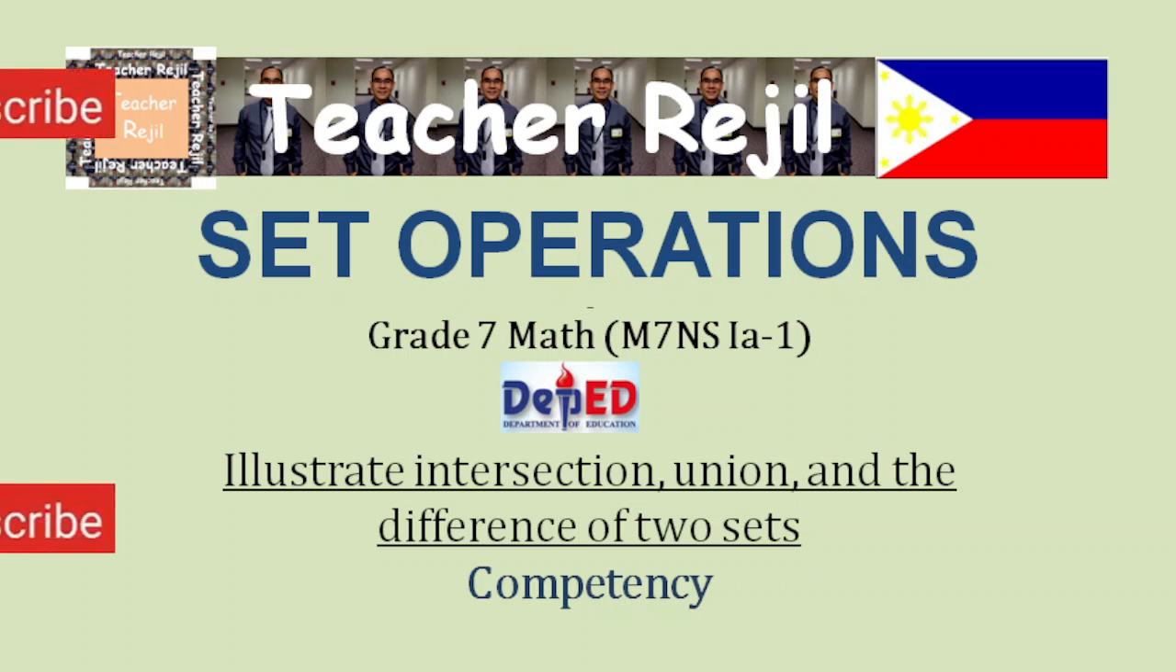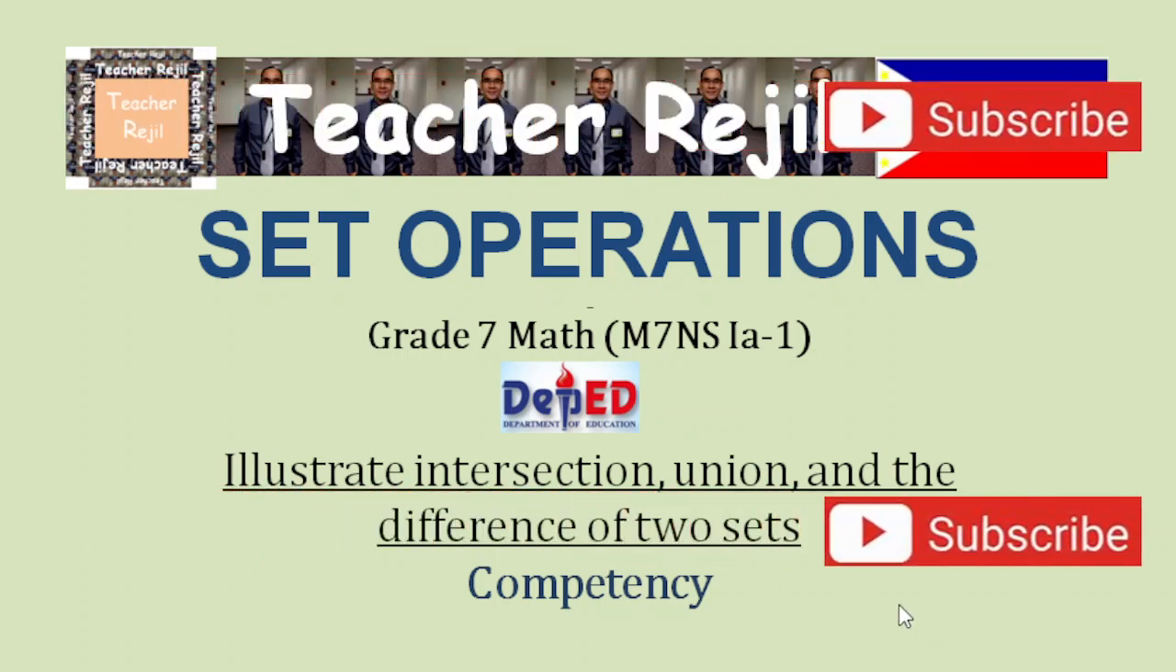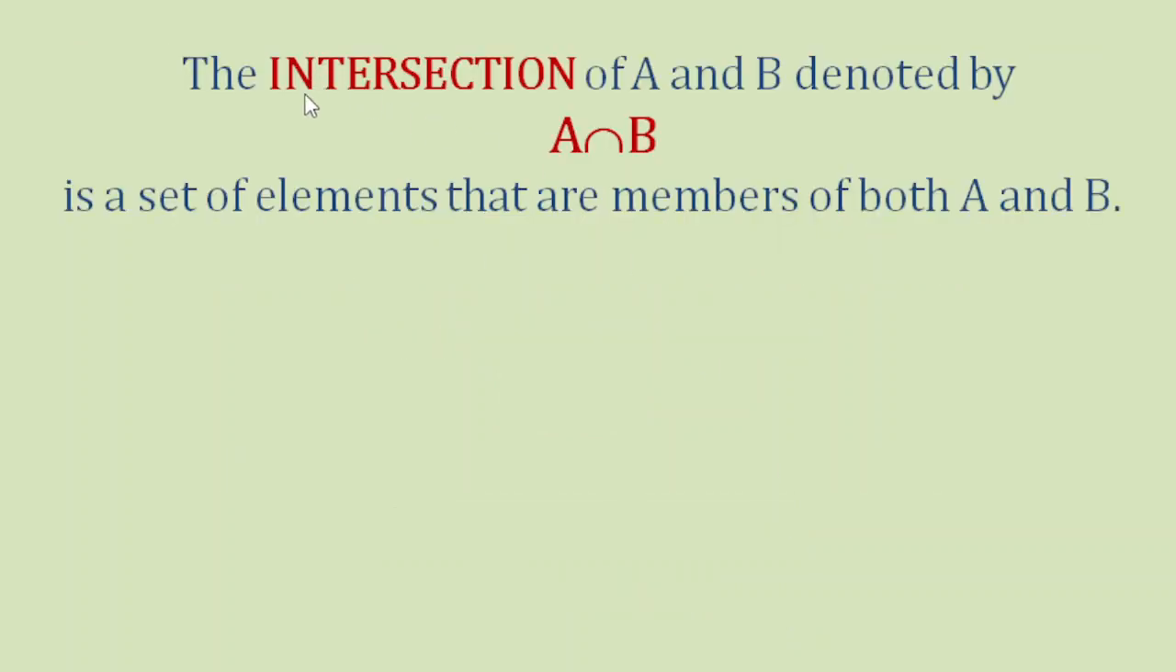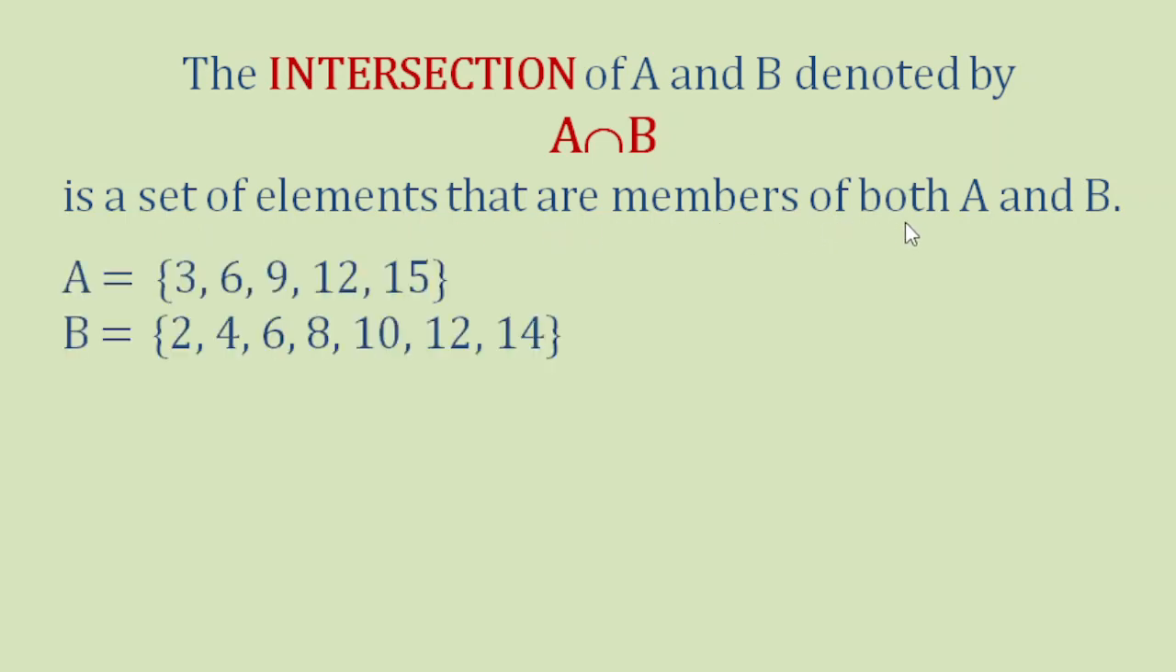This lesson is about set operations and our competency is illustrate intersection, union, and the difference of two sets. The intersection of two sets A and B, denoted by A intersection B, is a set of elements that are members of both A and B.